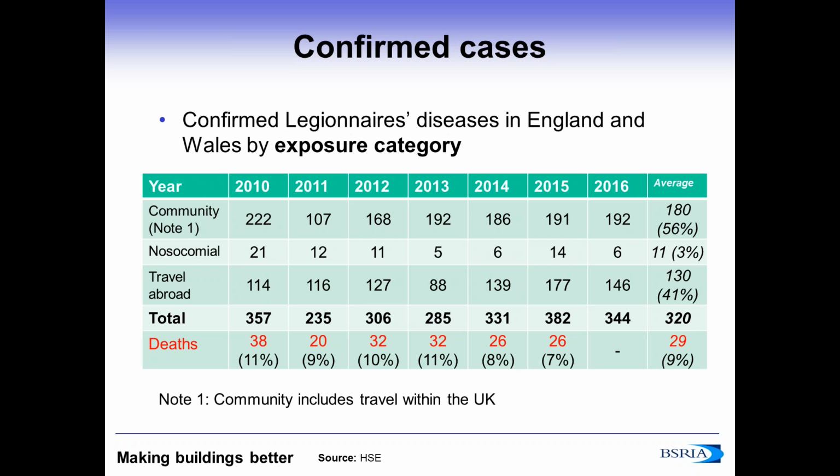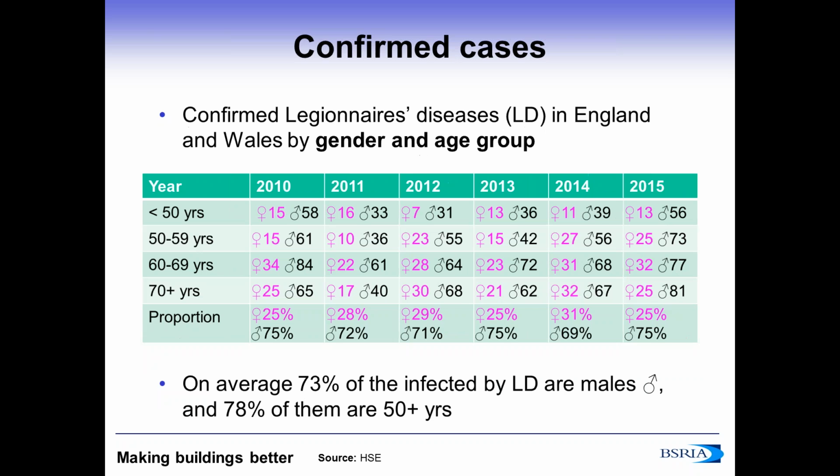Over the past 7 years in England and Wales, the number of confirmed Legionnaires' disease cases and deaths remains, sadly, similar, with a constant distribution between inland, abroad, and hospital locations. When we look at the population infected, males are the most susceptible, especially when they are aged 50 years old and above.